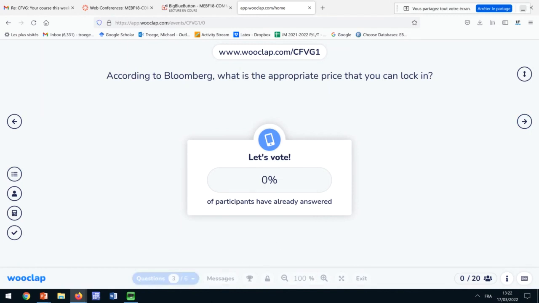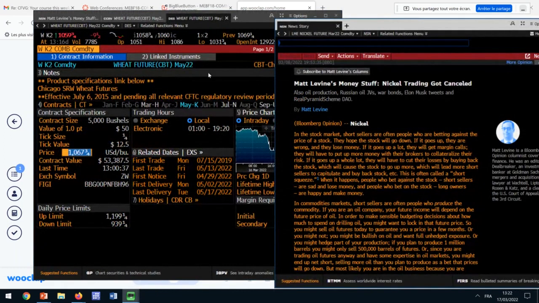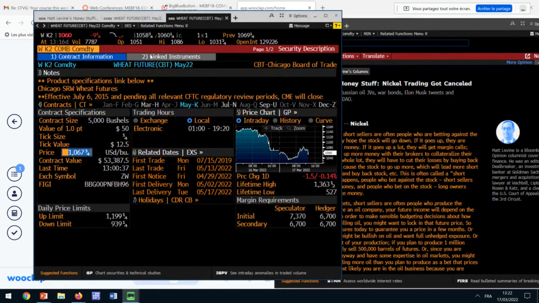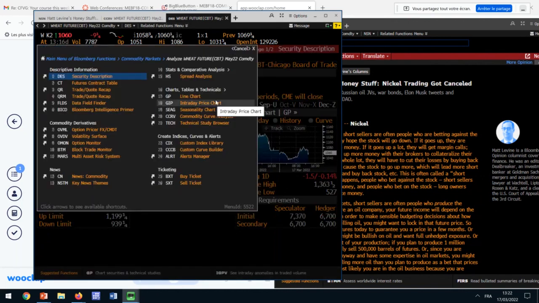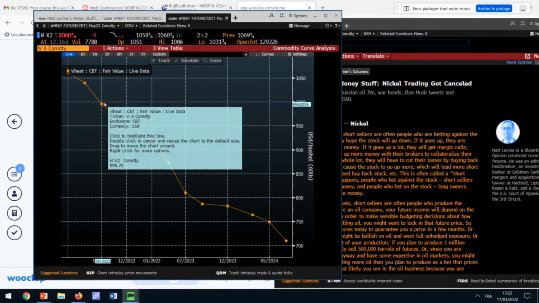Okay, so now I have to show you again the wheat page in Bloomberg. Okay, and we will go to, so we said we need the September contract. Okay, so let me see if I can get, so this is the May contract. So this is not the one we are interested in. We are interested in the September contract. So I have to look at, okay, so this is the September contract. Okay, and here you have the price for the September contract.